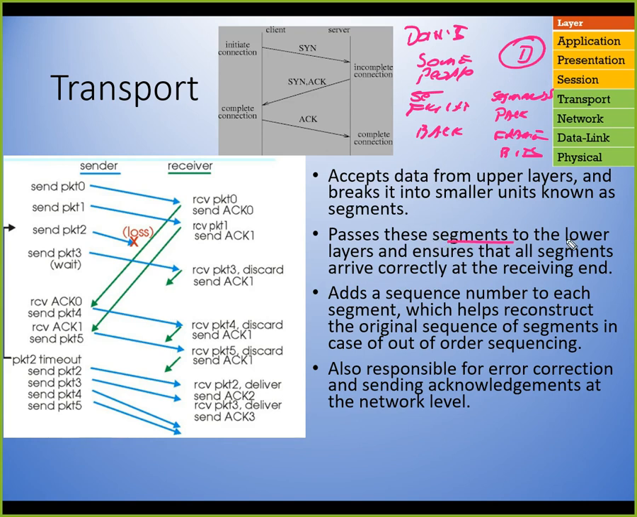It passes segments to the lower layers and ensures that all segments arrive correctly at the receiving end, because we have the numbering system. We had the SYN and the ACK, and then we number it as it goes out. It adds a sequence number to each segment, which helps reconstruct the original sequence and be sure that we got everything. That's where the reliability comes in, when we do the numbering. It also does error detection and sends acknowledgments. So the ACKs, yeah, I got it all.